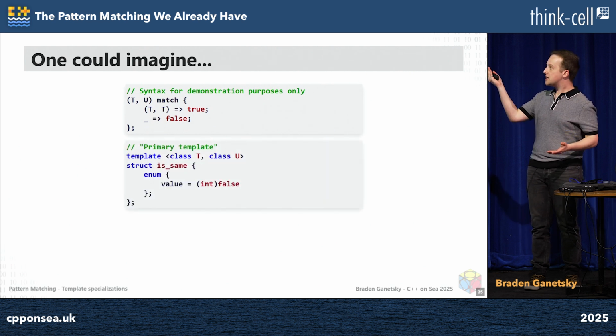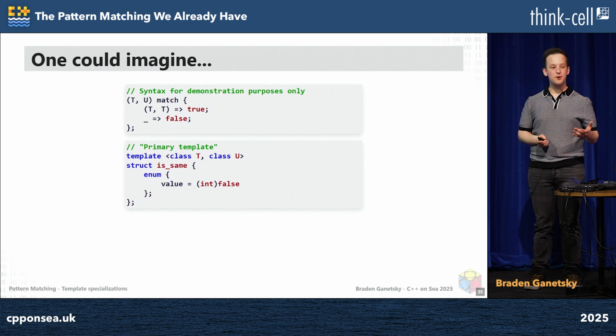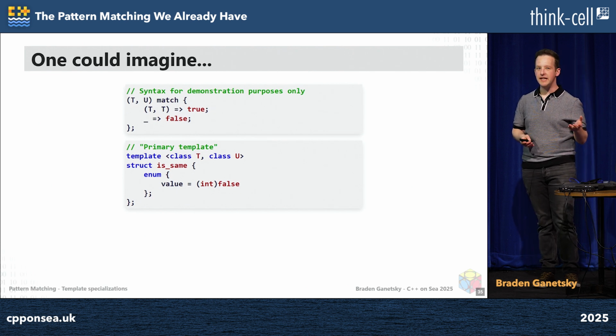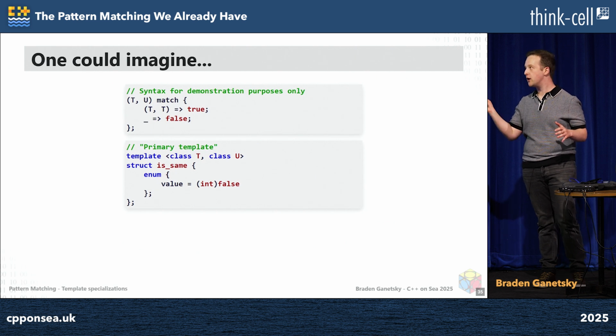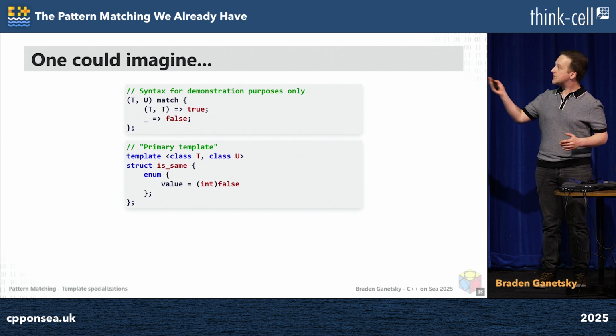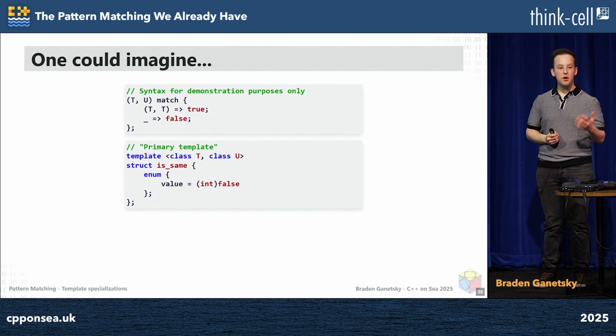Look, we can write a struct like this. This is a struct template. It's called isSame. It takes in two template parameters, T and U, and it has basically a static constexpr value, which is equal to false. This is how we used to do it. We, before I was born, used to do it like this, where you would have an enum with a value, and these are how you used to do type traits.